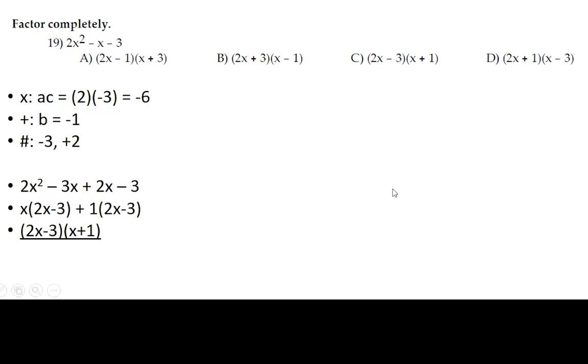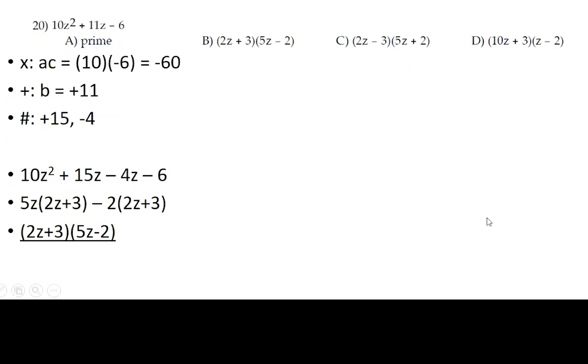Number 20. 10z squared plus 11z minus 6. Again, this is a 10z squared. It's not just a z squared. So our multiplication goal is a times c. 10 times negative 6, negative 60. Our addition goal, as always, is b. In this case, that's positive 11. The numbers that multiply to -60 and add to +11 are +15 and -4.